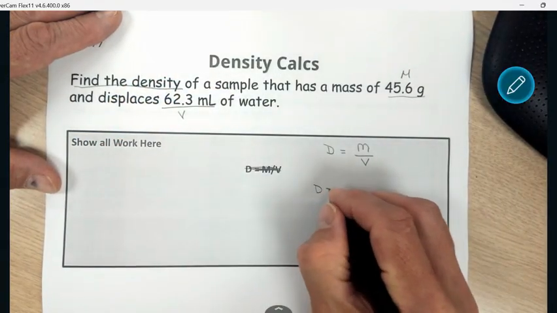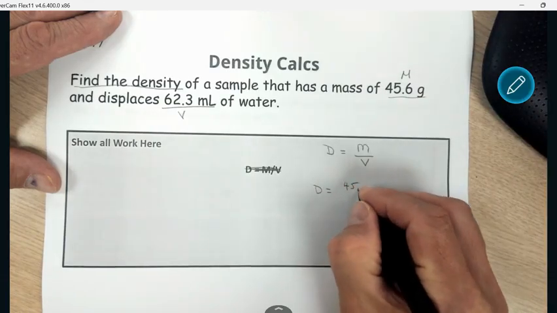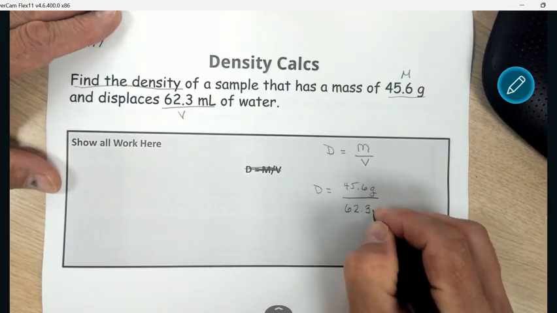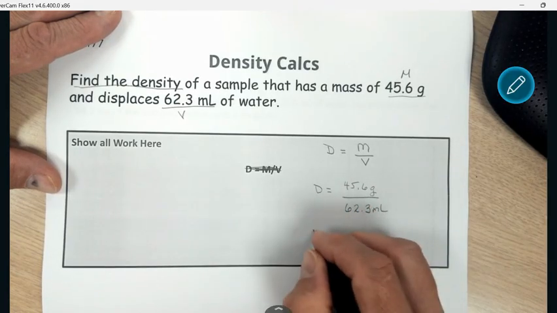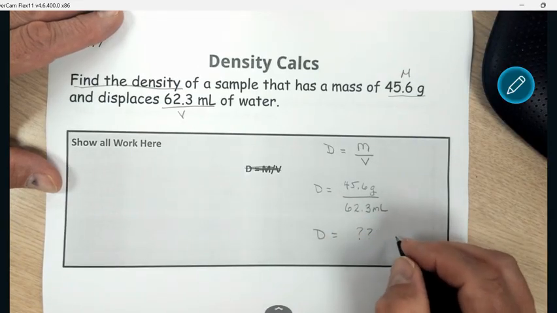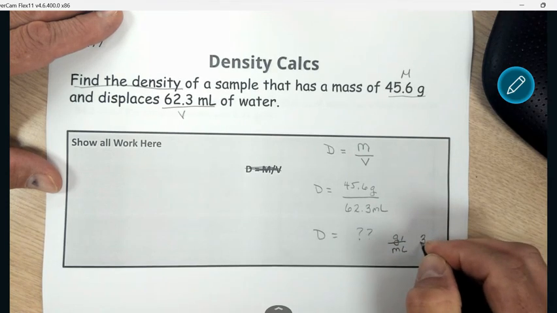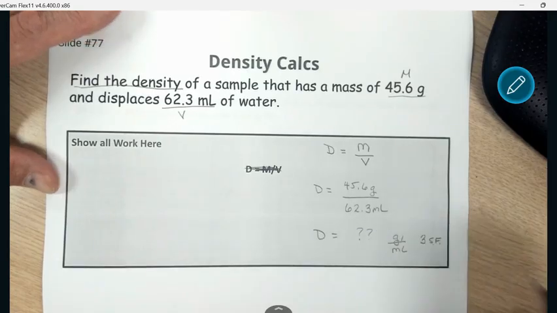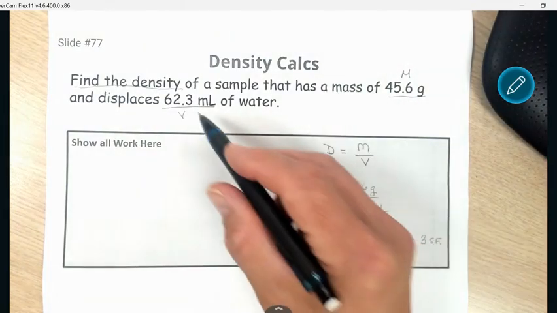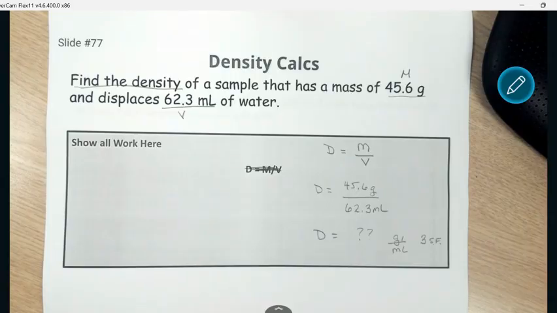So density equals the mass, 45.6 grams, divided by 62.3 milliliters of water. So your density equals some number. I'm not going to do the calculation. You can figure it out. The unit is grams over milliliters, and it should be to 3 sig figs when you are done, ladies and gentlemen. That is how you do problem number 77. Straightforward density calculation. Figuring out what the mass is, what the volume is, solving for density.